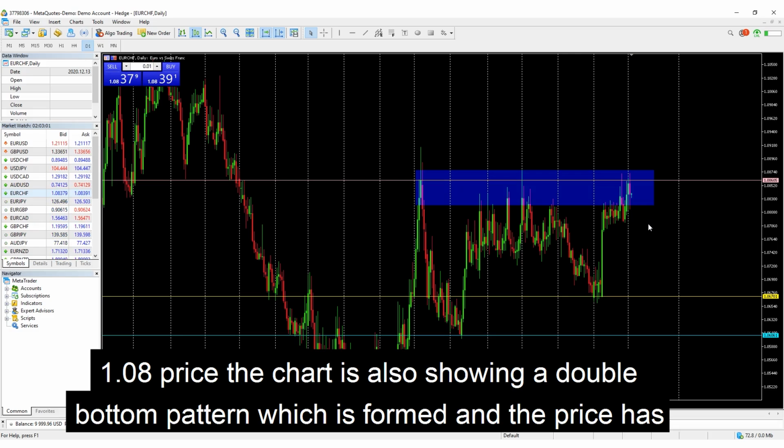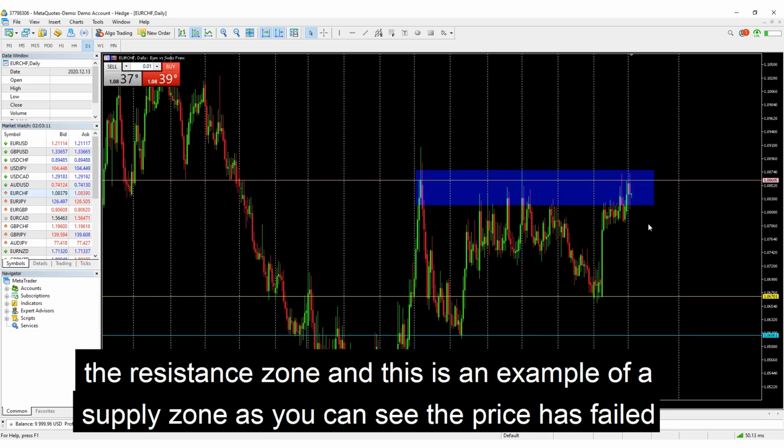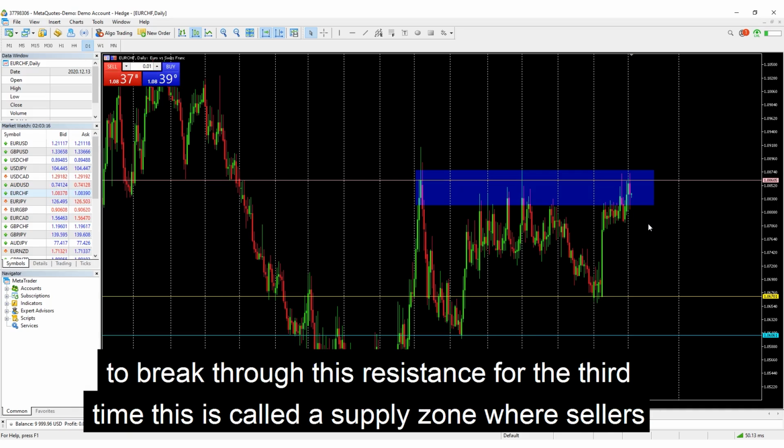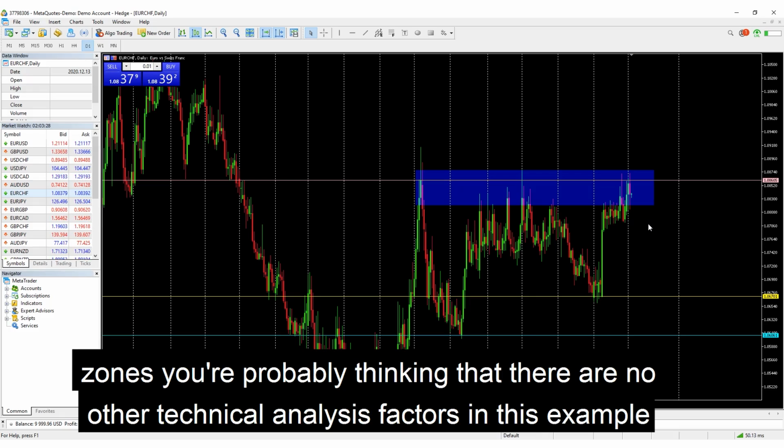The chart is also showing a double bottom pattern which is formed, and the price has failed to break the resistance zone highlighted in pink. Now I'm going to draw a rectangle on the resistance zone, and this is an example of a supply zone. As you can see, the price has failed to break through this resistance for the third time. This is called a supply zone where sellers are pushing the price down because of the supply by sellers. Besides the supply and resistance zones, you're probably thinking that there are no other technical analysis factors in this example.